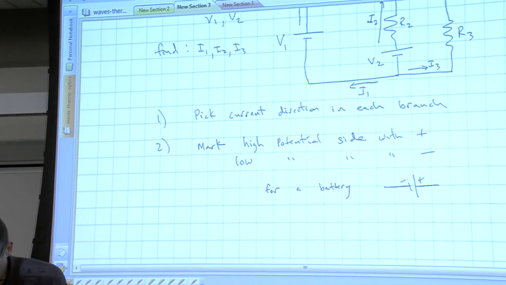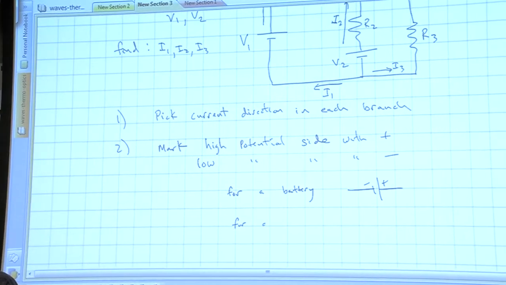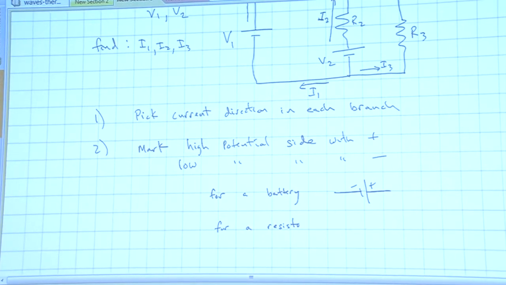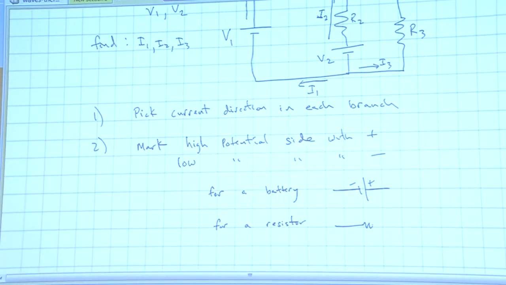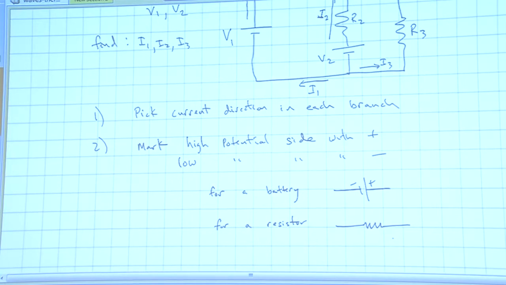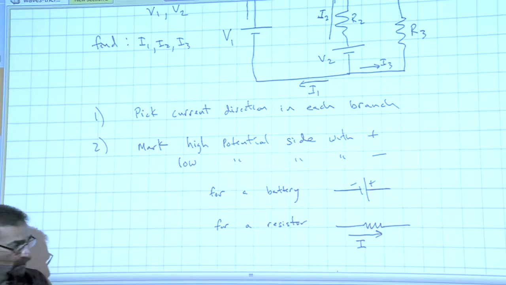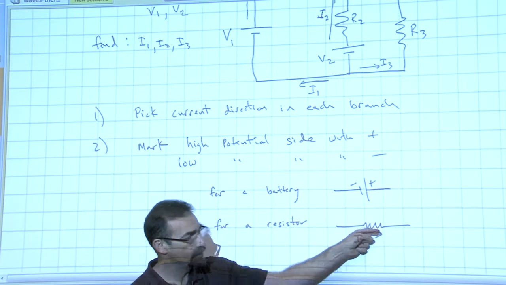For a resistor, how do we know which side's at higher potential? We look at the current, exactly. Because current is the flow of positive charges. Remember, that's our convention. Current is the flow of positive charges. So if I have a current flowing this way, those are positive charges moving from left to right through my resistor.